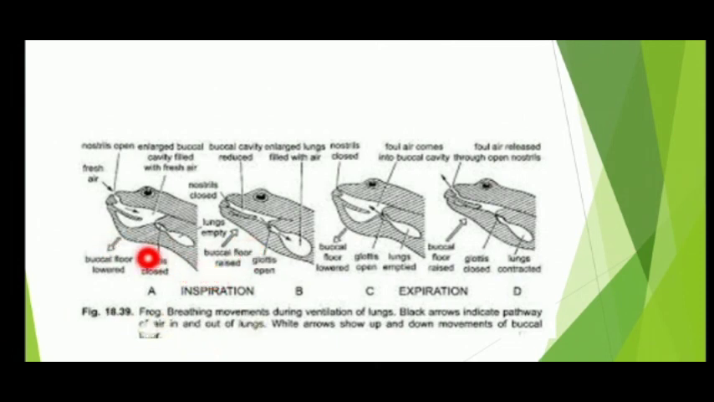So in the first step of inspiration, what is happening? The mouth is closed, okay? At the same time, nostrils are open. This nostril is open, so through the nostrils, air can enter into the buccal cavity. So nostrils open, but glottis is closed. This is the glottis that is closed. Nostrils open, mouth and glottis closed.